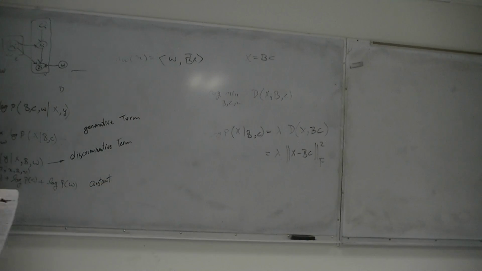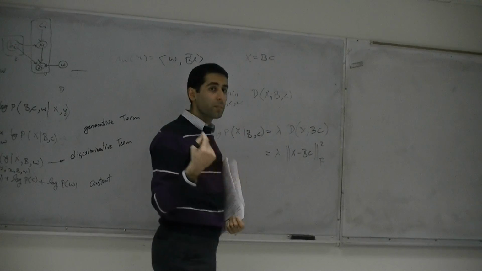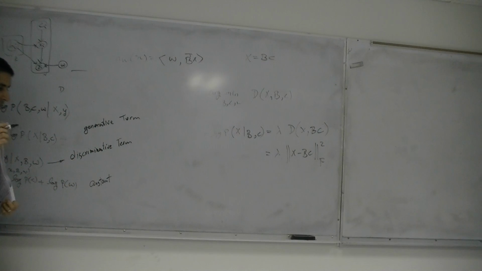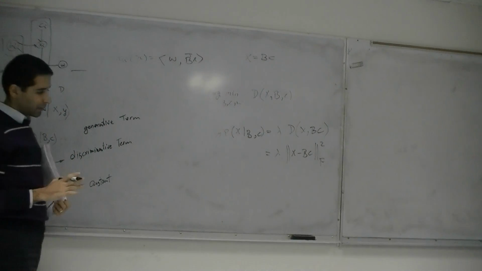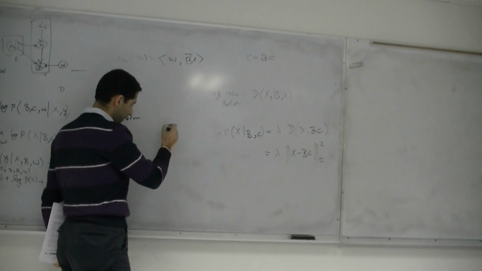And for L term, it's for the discriminative. It means we find some bases that this bases has better separation between data. For example, let me explain this.